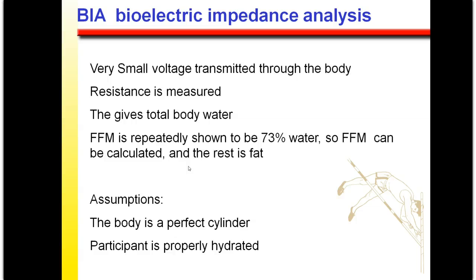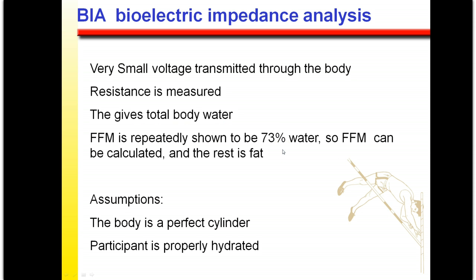Another method for assessing body fatness is bioelectrical impedance analysis. With this, you put a very small voltage through the body. The general principle is that electricity flows very well through the water in our body, but it does not flow well through the fat, right? It flows right through the water. So what it does is tell us our total amount of body water, okay? And we know that fat-free mass is 73% water. So if we know how much water we have, we can tell how much fat-free mass we have. And the rest has got to be fat.